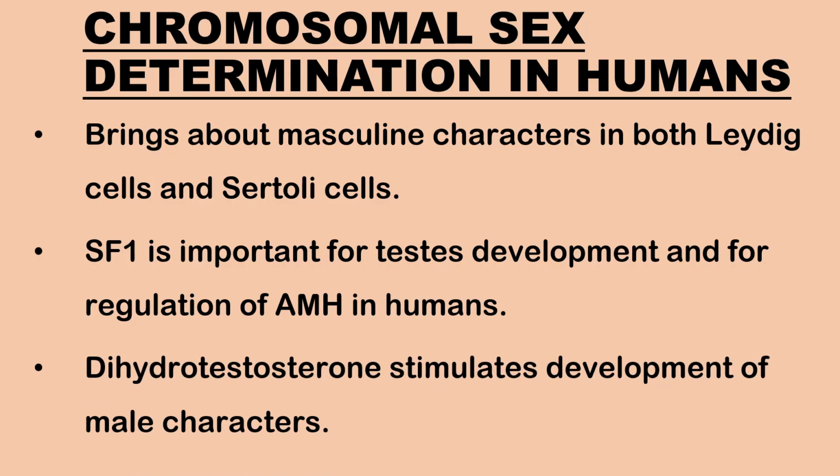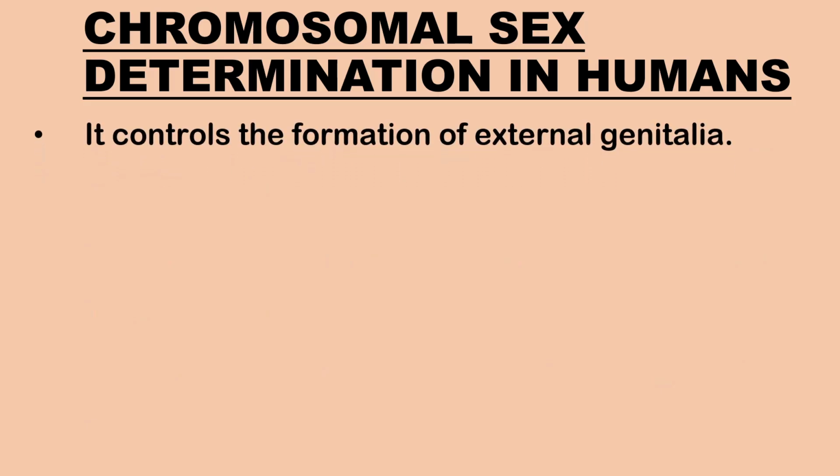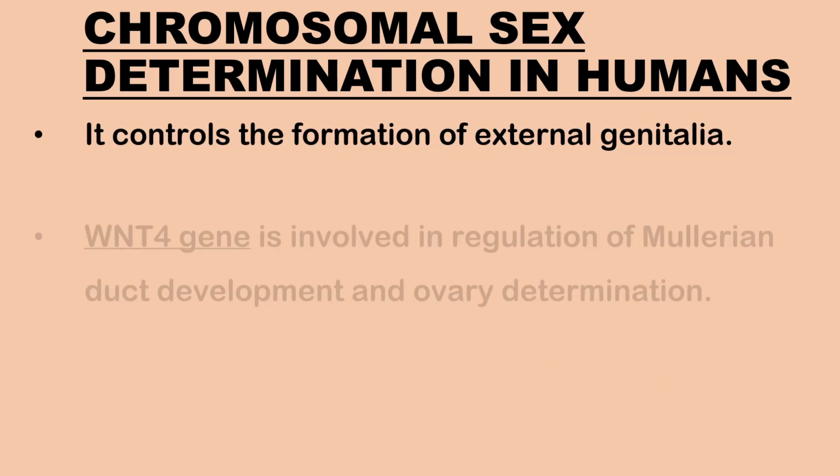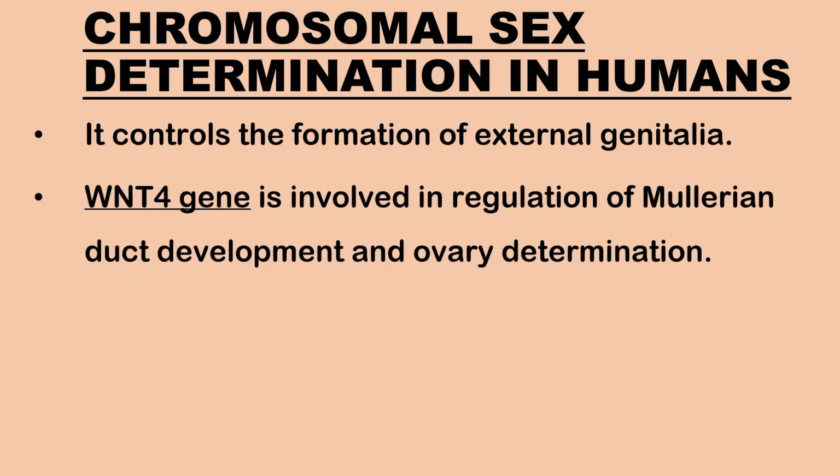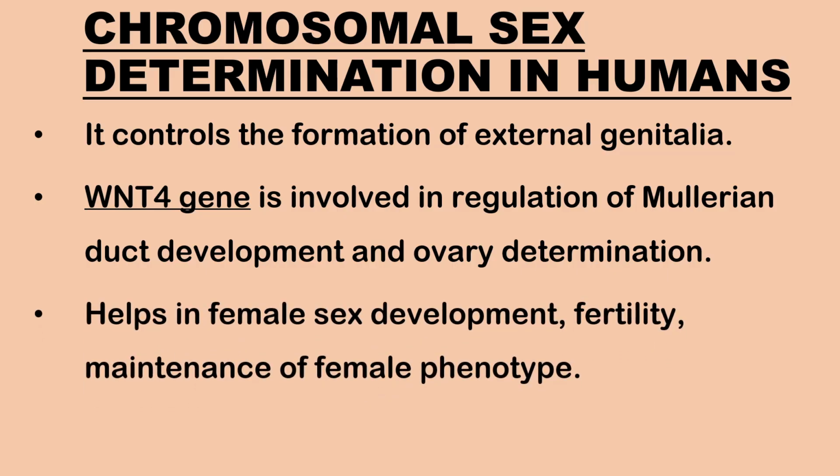Dihydrotestosterone is a hormone that stimulates the development of male characteristics and controls the formation of the external genitalia. The WNT4 gene is involved in the regulation of Mullerian duct development and may be needed for the ovary determination. It plays an important role in female sex development, fertility, and the maintenance of the female phenotype.